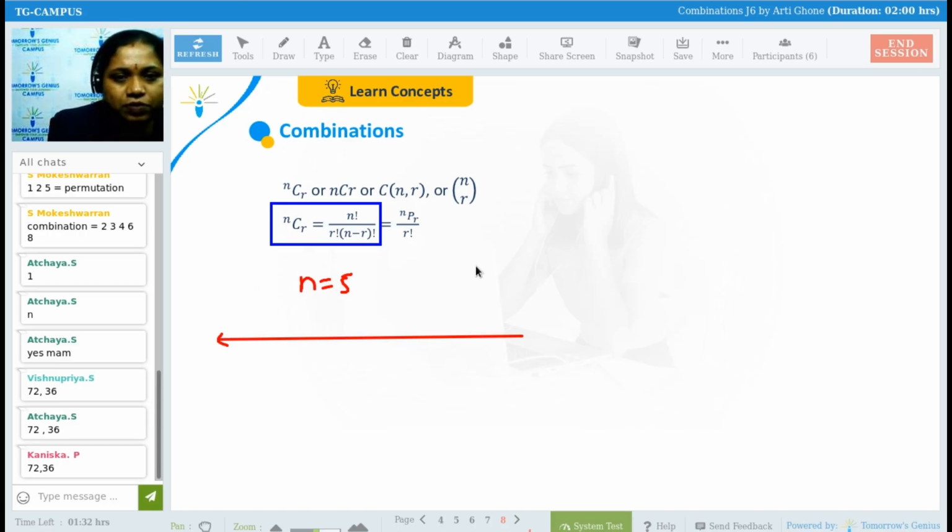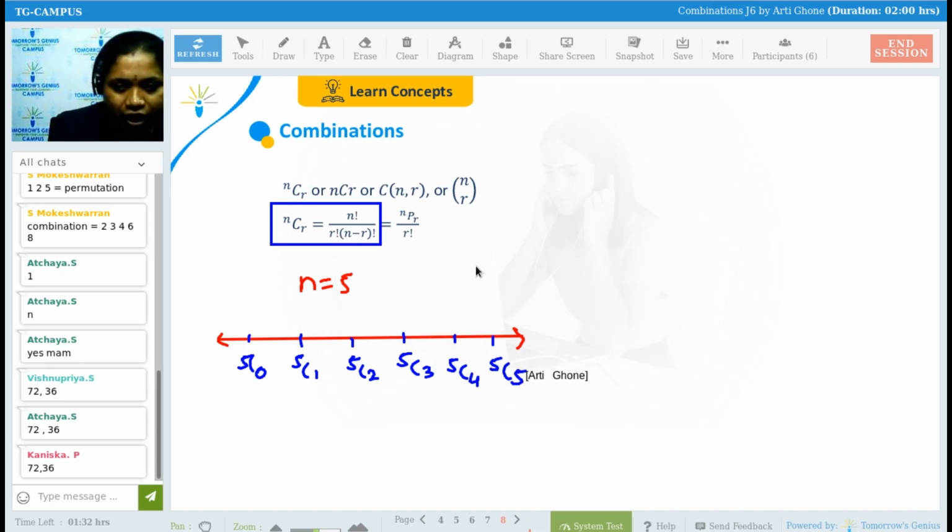What are the possible combinations with n value 5? It is 5C0, then 5C1, then 5C2, then 5C3, then 5C4, and then 5C5, right? None other than this value will be possible. Clear? In terms of combinations, obviously out of 5 things we can't select 6 things, so it is not 5C6. So 5C5 will be the last limit.